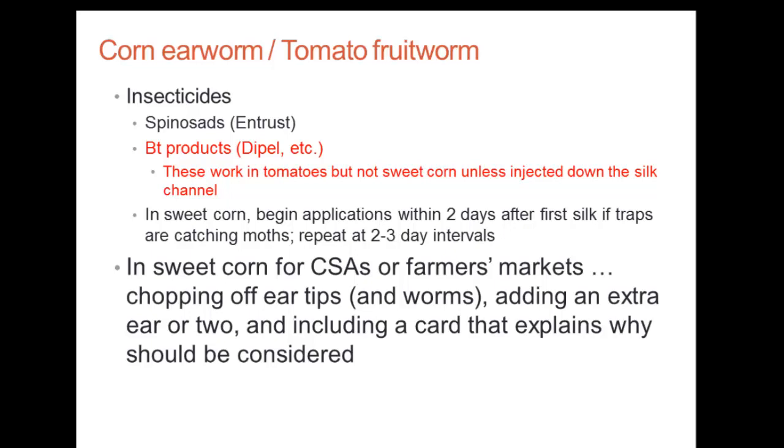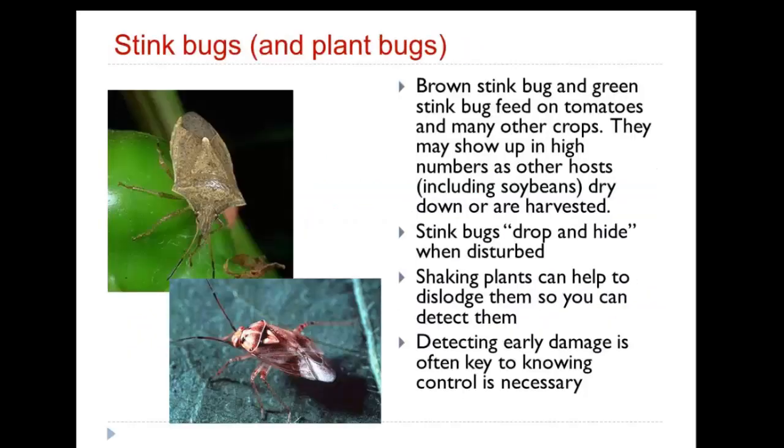I'm going to chop off the tip of the ears, I'll throw in an extra ear or two, and this is why I do it, because I don't want to use the conventional insecticides that work better. And you ought to understand the reason why the guys do use conventional insecticides when they have to sell corn without worms in the ears is because they have to keep them out. That's just the nature of their business.